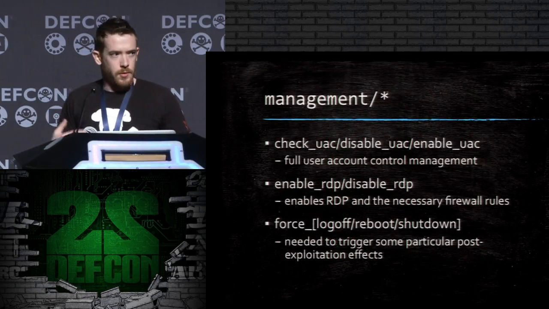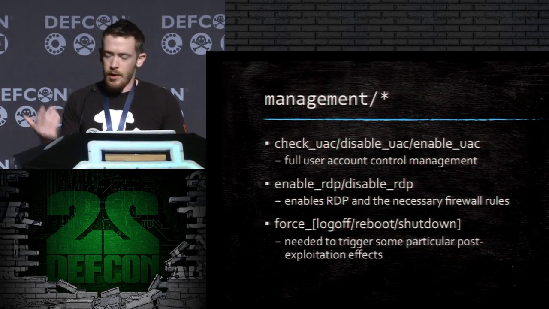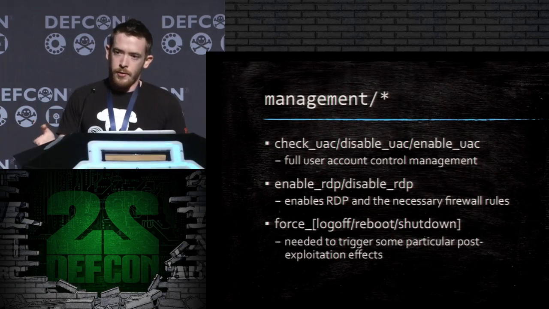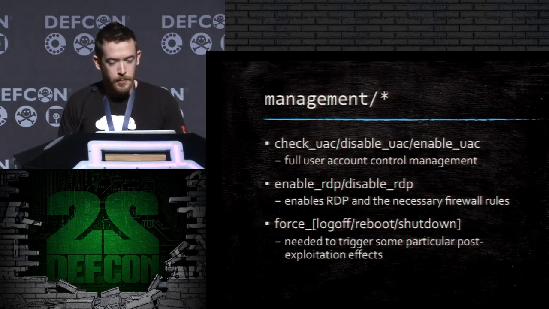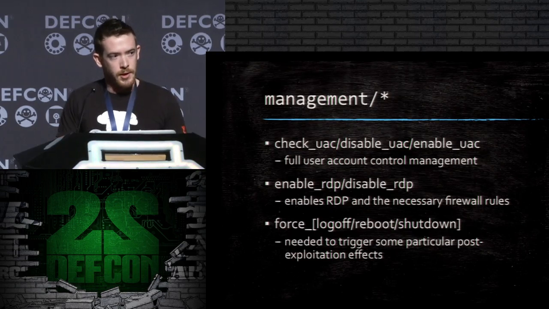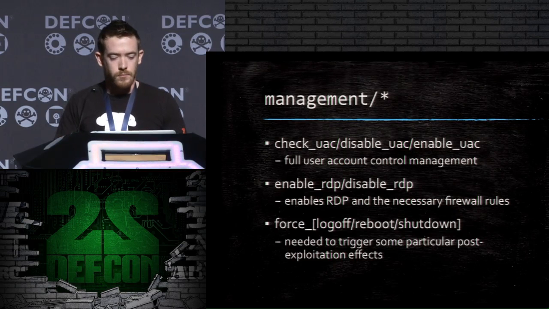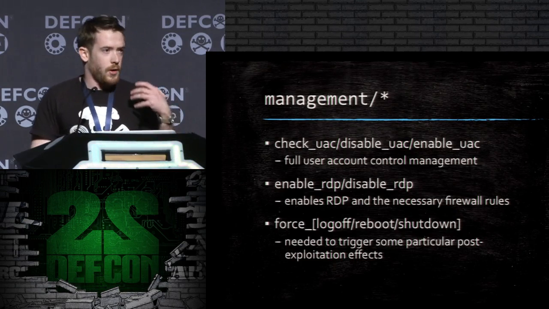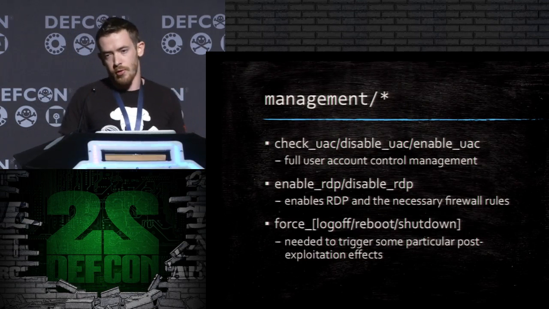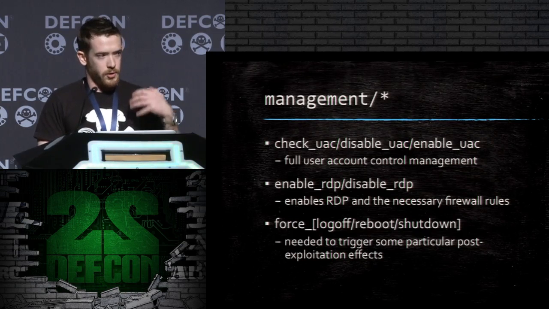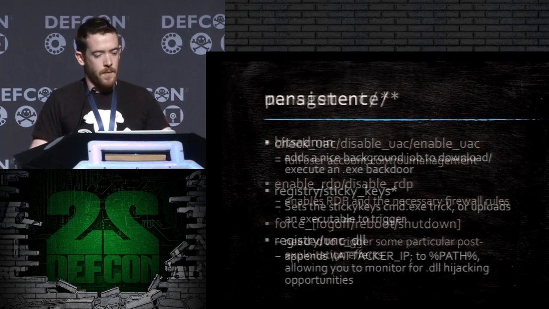Management. Occasionally, if you're on an internal test, you might want to do things like enable or disable UAC or RDP. And I'll actually show this in the demo. If you have network level access to a machine, RDP itself might not be enabled. Maybe you want to set up your sticky keys backdoor or something like that. So occasionally there's certain management actions you need. Also, you might, in certain situations, need to force users to log off, reboot the machine, shut it down, all that kind of stuff to trigger certain post-exploitation actions.